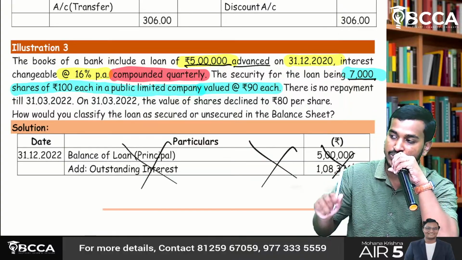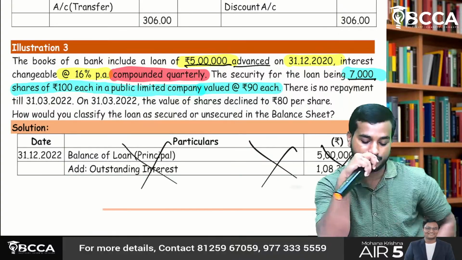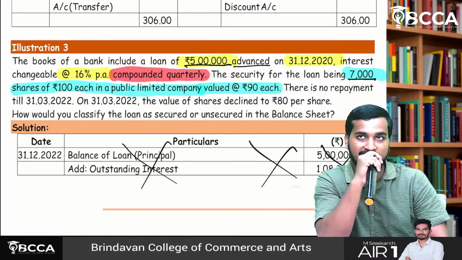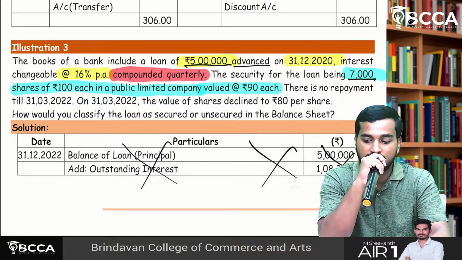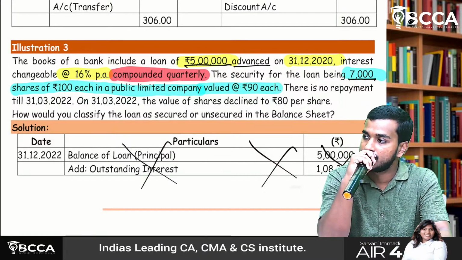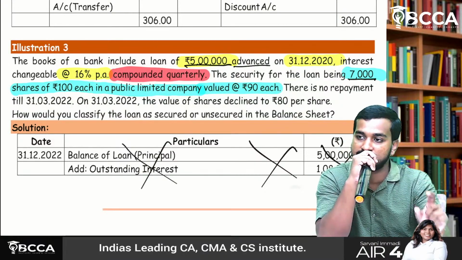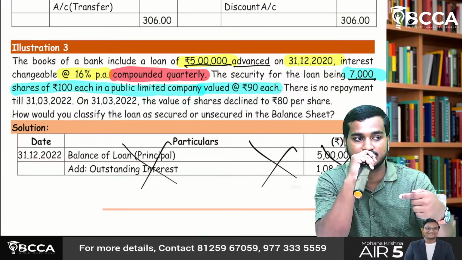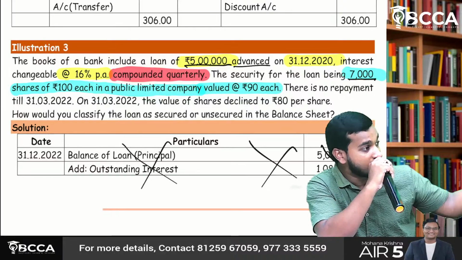Here, tell me what you understood. What is the loan amount? What is the date of loan? What is the secured asset? Shares. How many shares? What is the value per share? 90. But the problem is they are charging interest compounded quarterly.